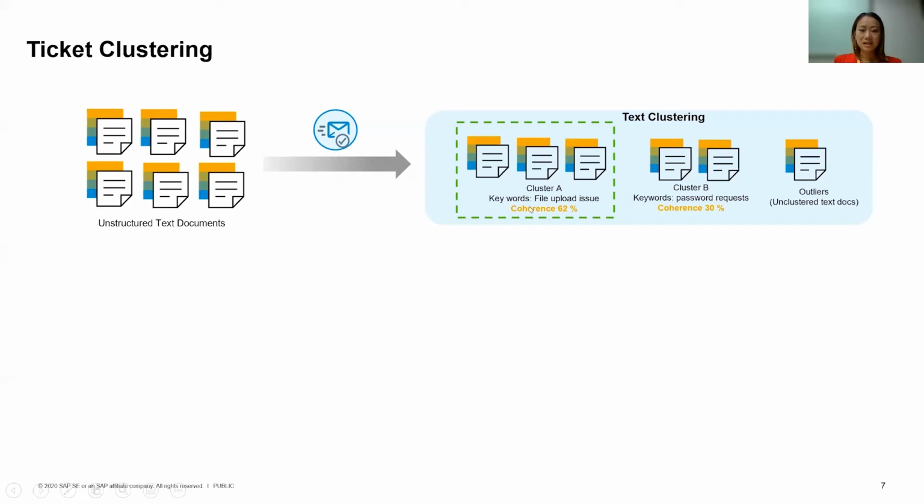With this insight, you can see it makes a lot of sense for us to focus on cluster A, because it has 3 unstructured text documents that fall under this cluster. It's half of the overall volume of tickets, and the coherence score is comparatively high. So it's very likely that there are some patterns or insights we can generate out of this cluster. That's the sort of insight that ticket clustering as a feature can provide.